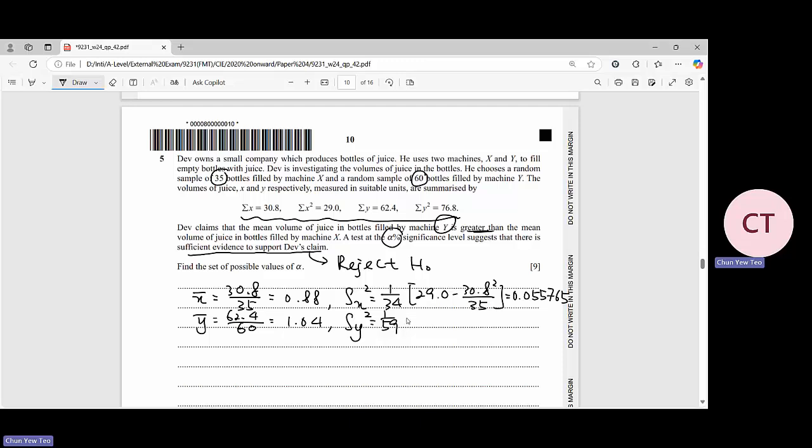Then similarly for the unbiased estimation of the population variance of Y, it will be 76.8 minus 62.4 squared divided by 60. Press the calculator, you will get 0.201763. So after this, you need to find the combined variance.